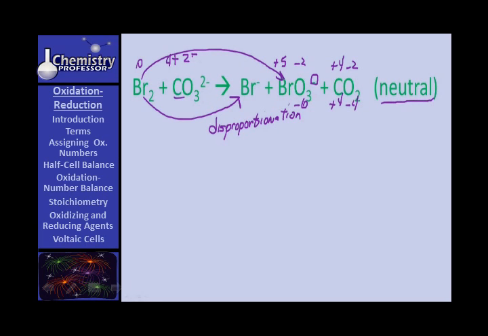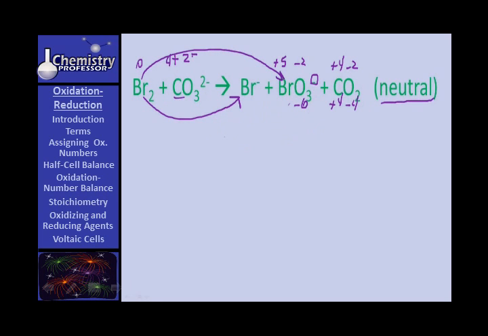P-R-O-P-O-R-T-I-O-N. Disproportionation reaction. Sometimes that's called an auto-oxidation reduction reaction. Well, let's see how to manage these, because not only is it a disproportionation reaction, it occurs in a neutral solution. Well, let's go back and get rid of a lot of these scribbles here. I trust you have that down, and proceed with balancing our equation.